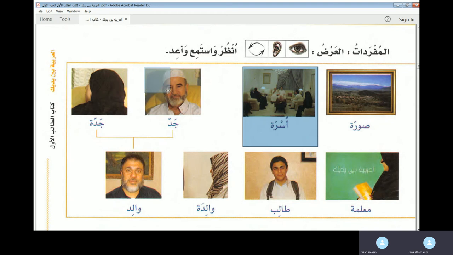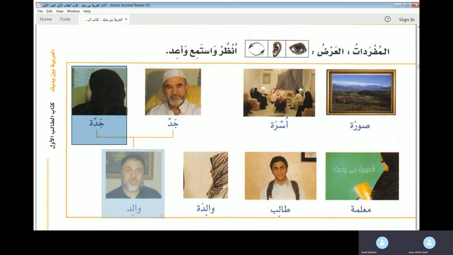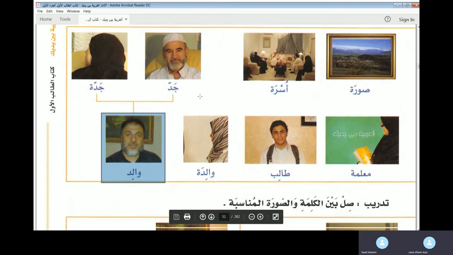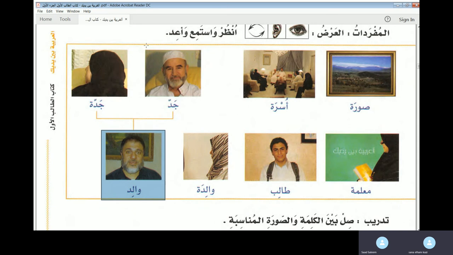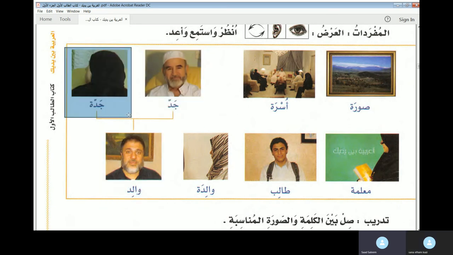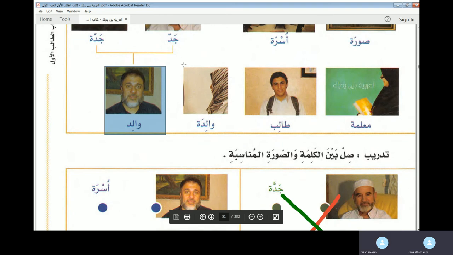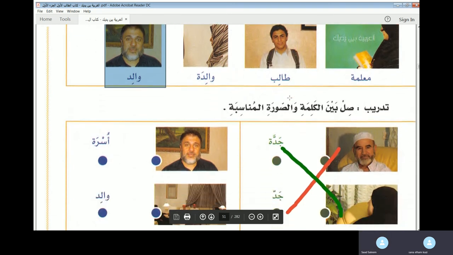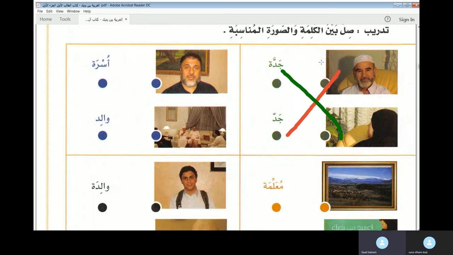Usra is family. Jad is grandfather. Jadda is grandmother. Mu'allima is professor. Just for grandfather, Jad, and for grandmother, Jadda. And if you want to write it, it's like Jaddun, Jaddatun. Walida and Walid. You already know the meaning of this question. Connect between the word and the picture.